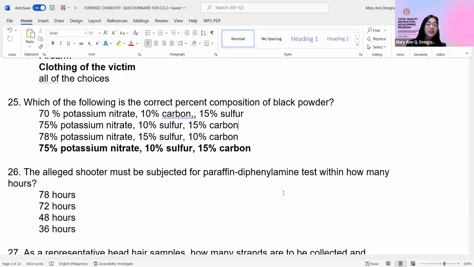So the alleged shooter must be subjected for the paraffin DPA test within how many hours? Okay. Within how many hours dapat isa-submit yung namaril na suspect? Okay, 72. Yes, it's 72, no?